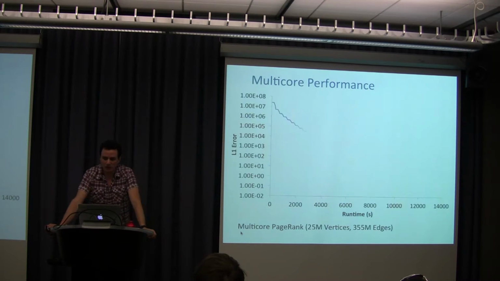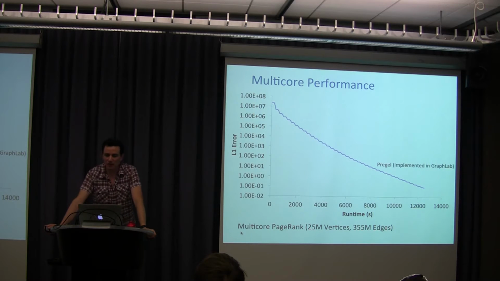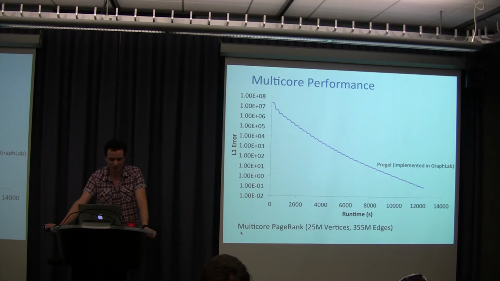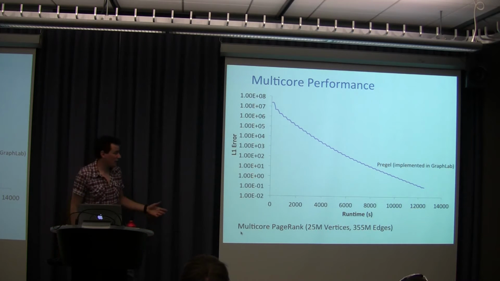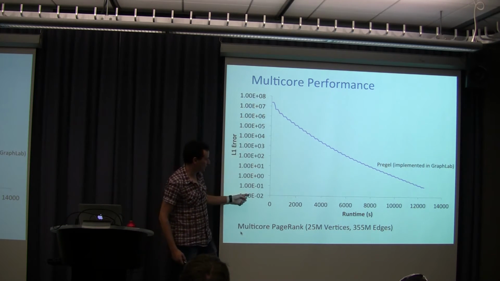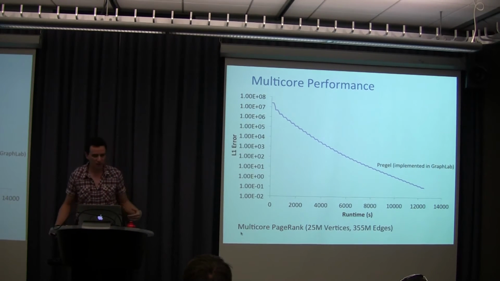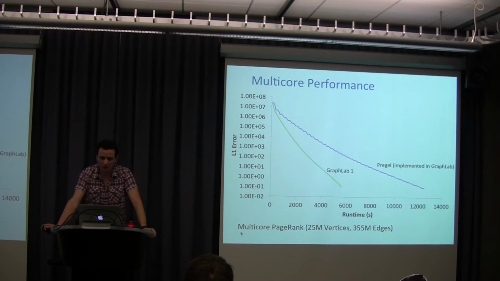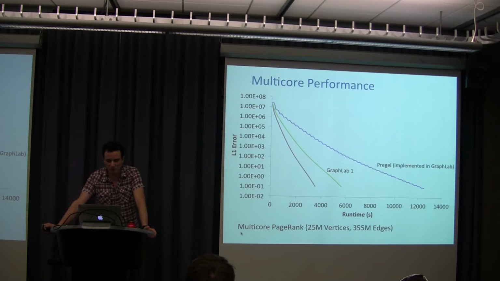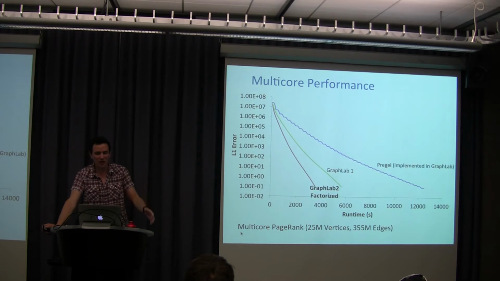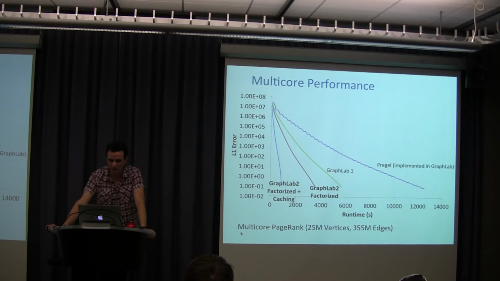Okay, so let me just show a few results, and then I'm going to take a step back and talk a little bit more bigger picture, some questions in large-scale machine learning that I find interesting. So if you look at convergence rate, so lower is better versus running time, if you use Pregel, this is the kind of convergence rate you get. With GraphLab 1, you're faster. With GraphLab 2, you're even faster, and there's a way to do caching where you can get even faster performance.